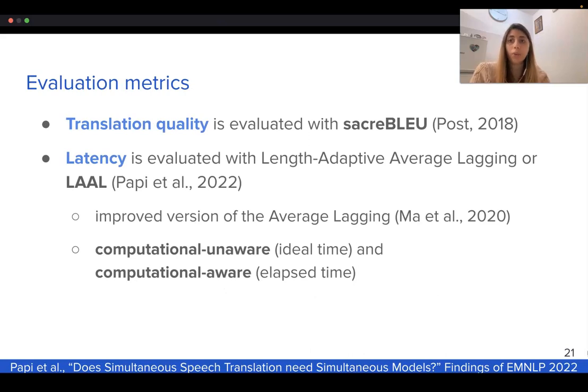And to evaluate the translation quality, we use SacreBLEU, and to evaluate latency, we adopted the length adaptive average lagging, that is an improved version of average lagging for speech, that also accounts for the case in which the prediction is longer compared to the reference. And we analyze both the computational unaware and aware metrics. That is, the first one, the computational unaware, considers only the ideal time in the computation of the latency, while the second one, the computational aware, considers the actual elapsed time. So that is, it considers also the computational time.